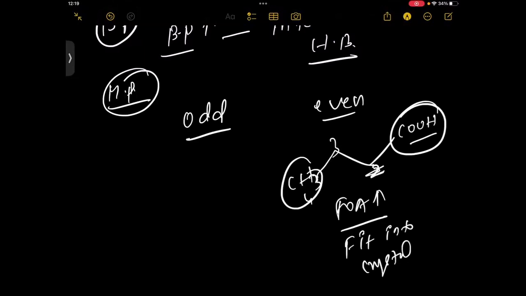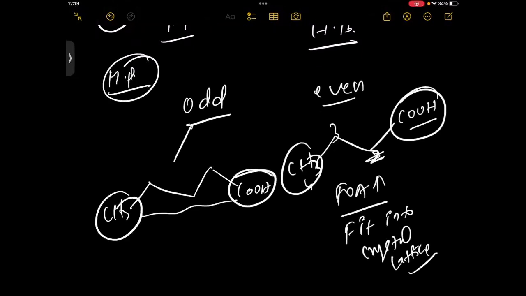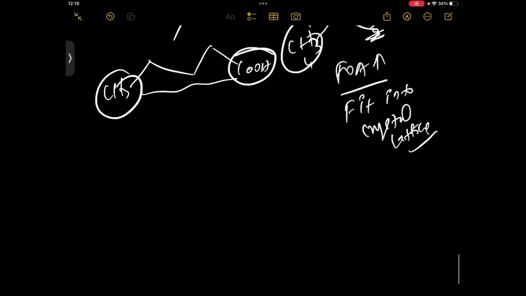Okay. Now we talk about odd number, CH3, 2, 3, 4, 5. So there will be huge repulsion here, so it does not fit into the crystal. That is the basic reason for the high melting point of even number carbons. Okay. Now we talk about the solubility.